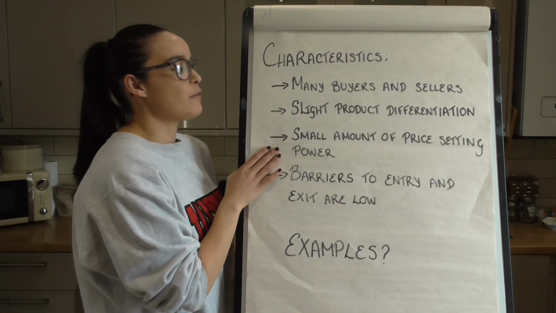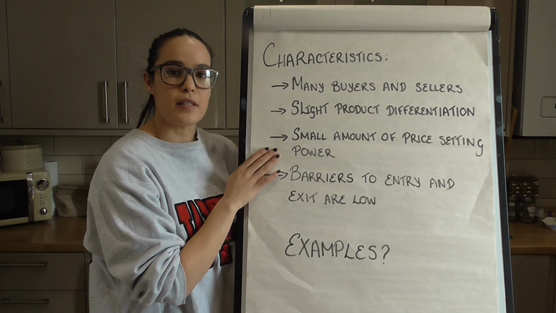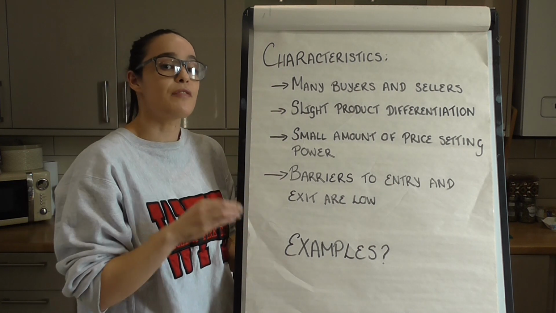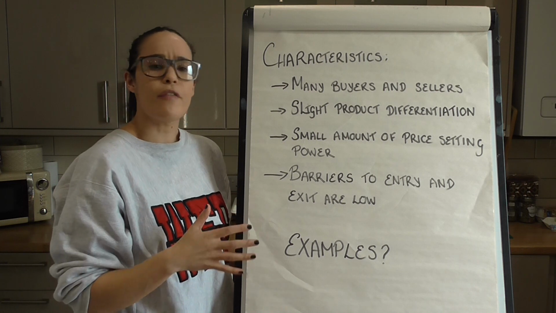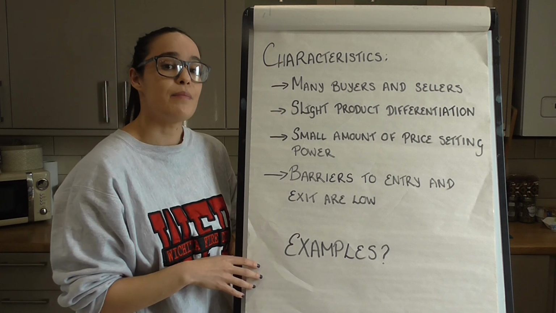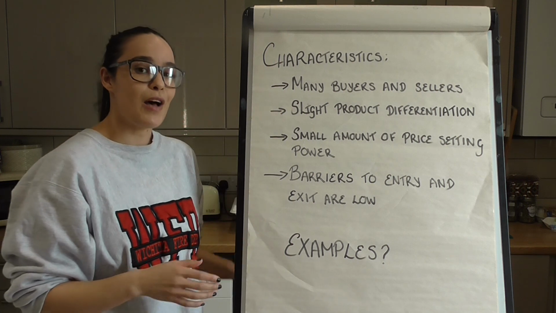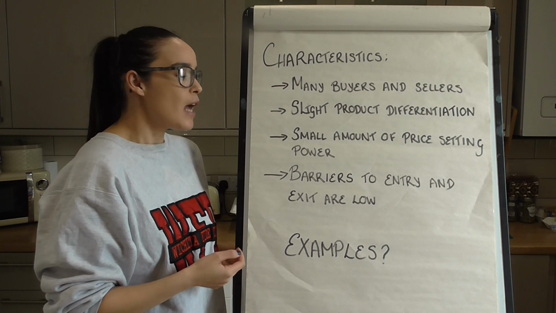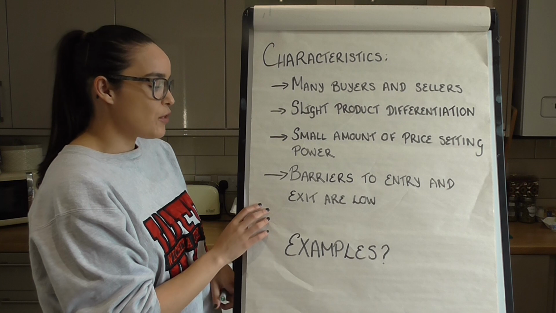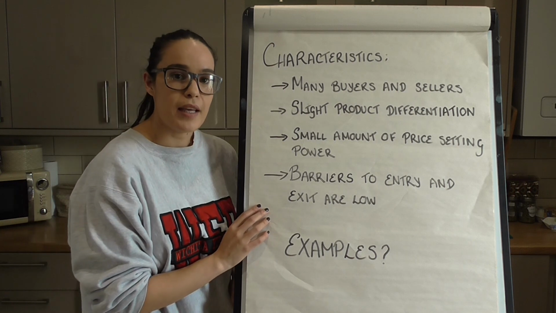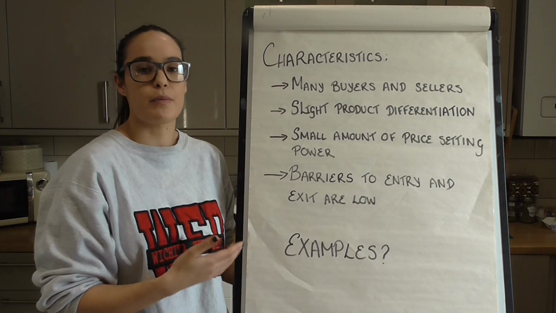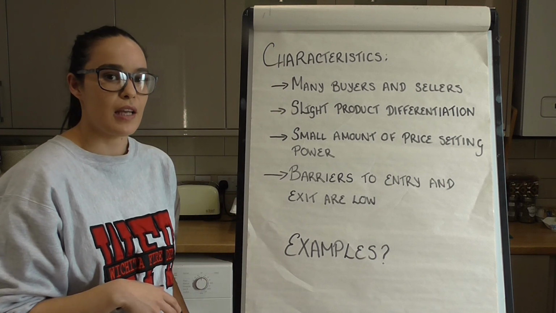So there's a small amount of price setting power in the market, so producers, suppliers in the market are able to have some kind of command over their prices, not very much, but a little bit, and obviously that has an impact on our diagram. You should already be thinking about the impact that has on that diagram and what that means for that AR and MR curve. Barriers to entry and exit are very low in the market, so there's not very much stopping you from entering the market, but equally there's not very much stopping you from exiting the market as well.